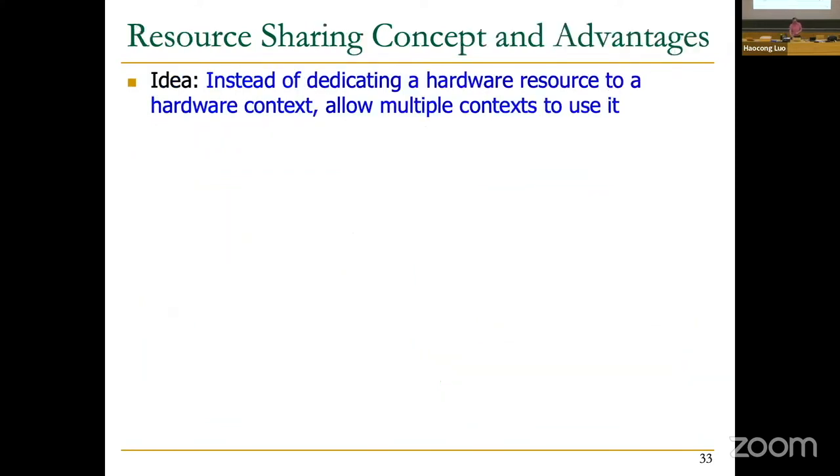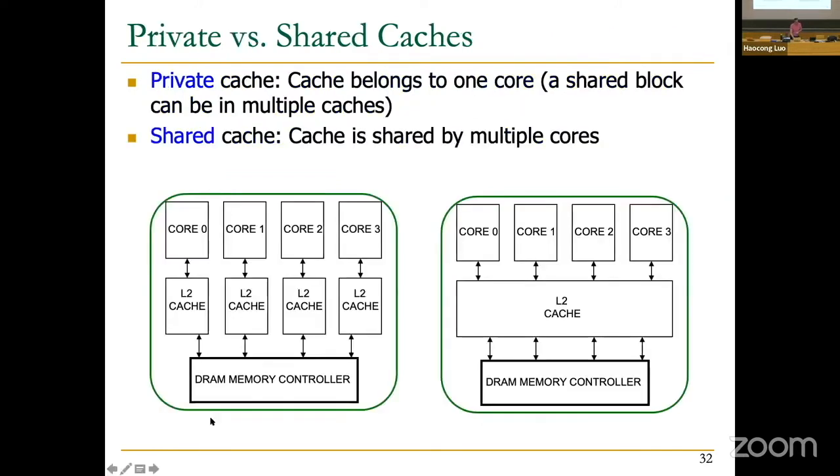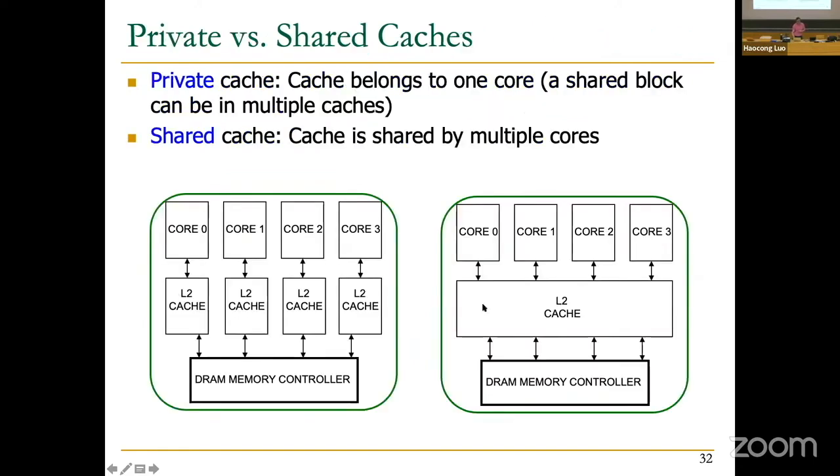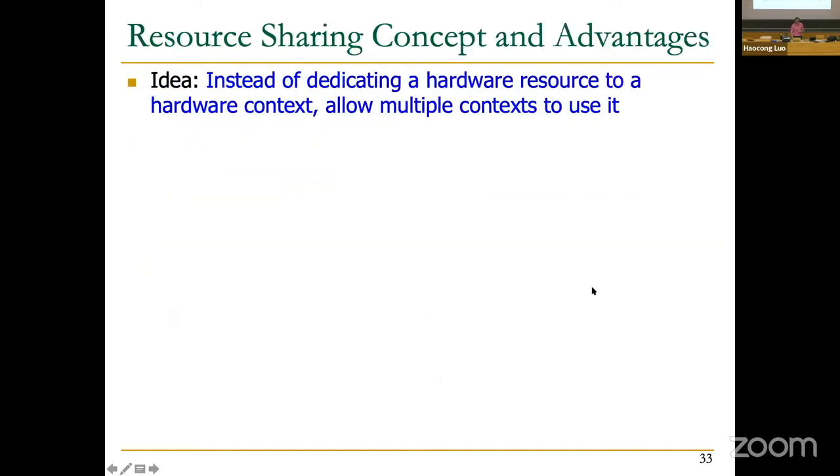Okay, so this is the concept of resource sharing. If you look at the private caches here, you're dedicating the cache to the core, and each core has an L2 cache associated with it. But if you look at this other shared cache, you're sharing the resource. Instead of dedicating a hardware resource to a hardware context, we allow multiple hardware contexts to use it. It could be a core, or it could be a thread, because we can have multi-threading within a core also. So it's good to think about this. Essentially, that's the concept of resource sharing.